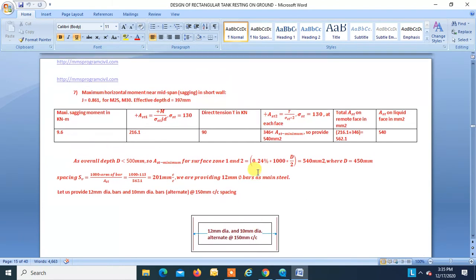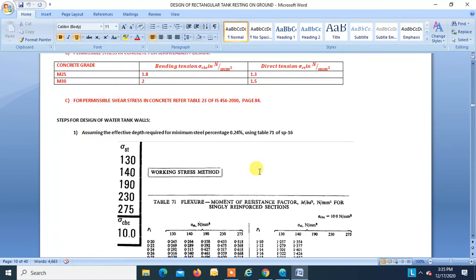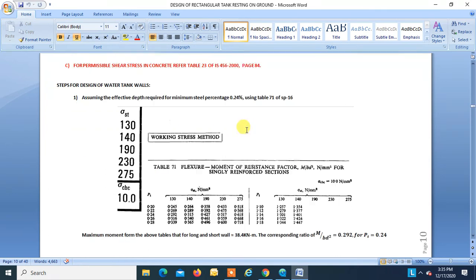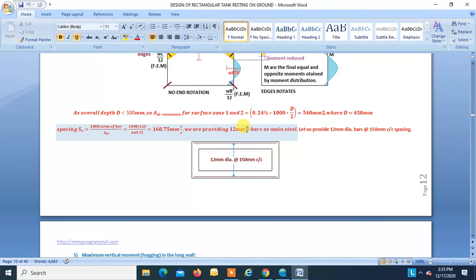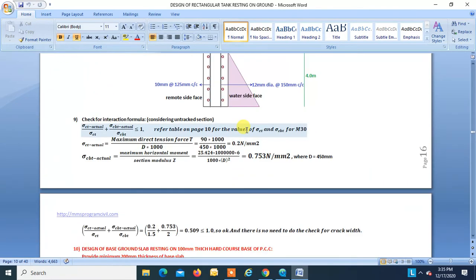Page 10. Okay, so this is sigma CBT. It is 2 for M30. Sigma CT is 1.5 for M30. Okay, so we are going to take those values, 1.5 and 2, in this formula.